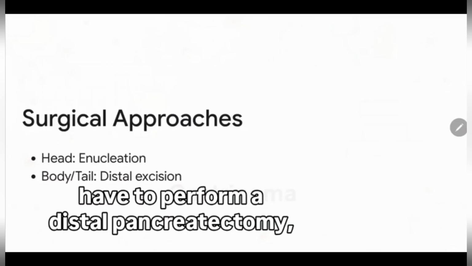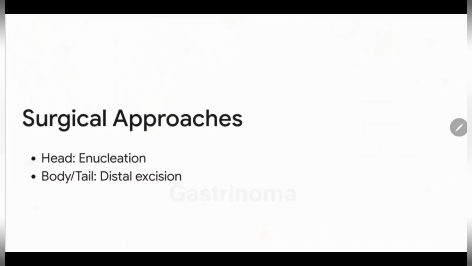If it is located further down in the body or the tail of the pancreas, we have to perform a distal pancreatectomy. And if we find it hiding out in the duodenum, which, remember, is very common especially in our MEN1 patients, the standard procedure is a full-thickness local excision of the duodenal wall.